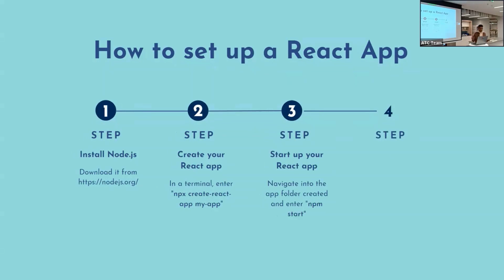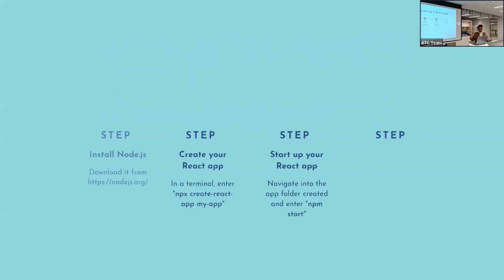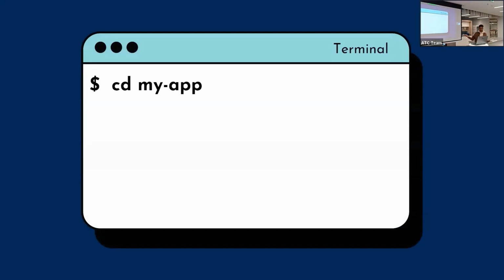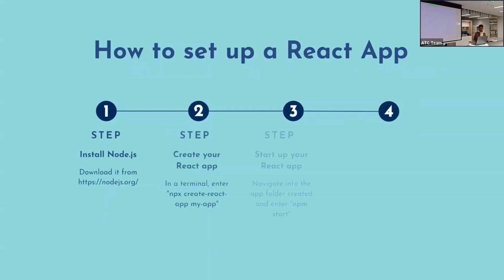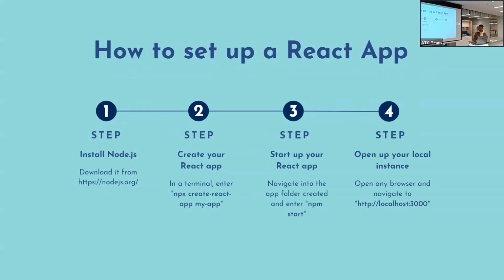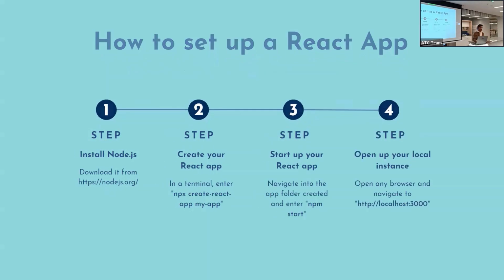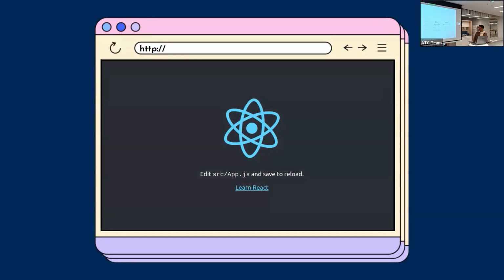And once that is done, you can just navigate into the folder you just created with the previous command and start up the application. And that's basically it. After that, you just open any browser, navigate to localhost 3000, and you will be greeted by the screen. And you have successfully set up and run a React app locally and can begin development.